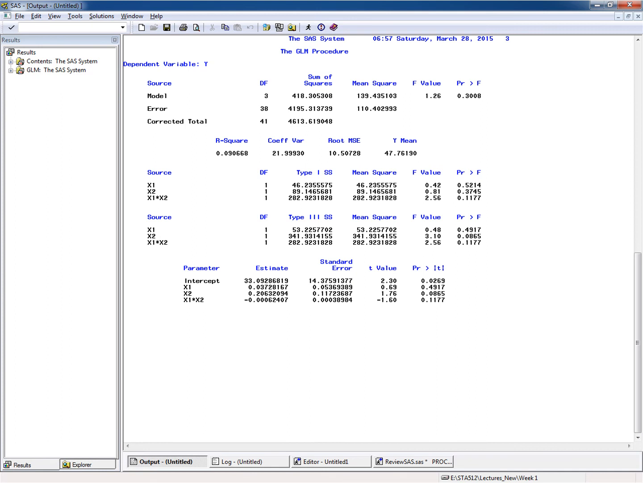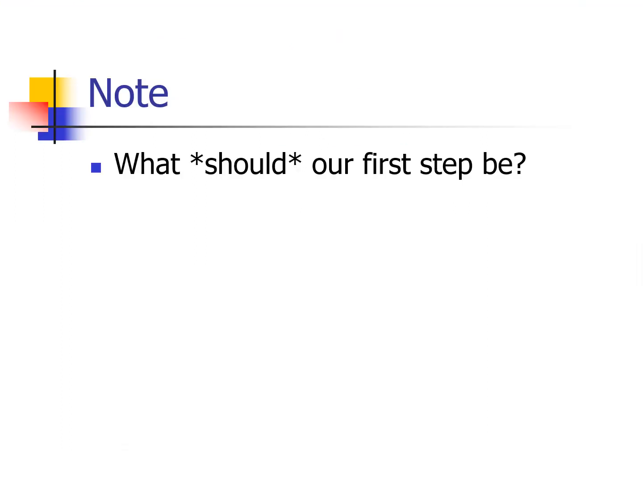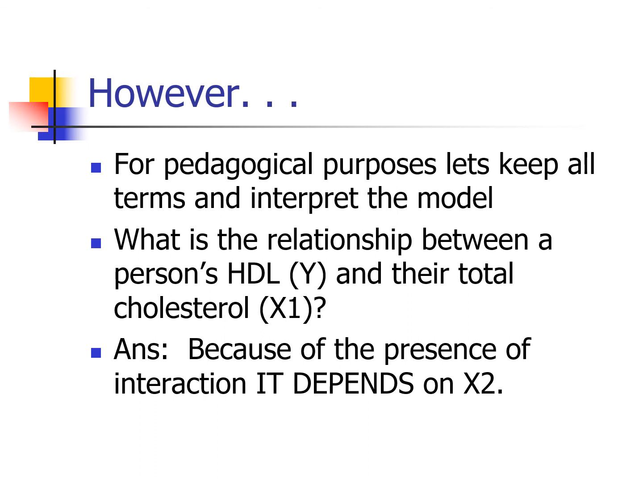I think we'll take a look at what it looks like on the next slide. So here, really our first step would be to remove the interaction term. But realistically, the overall F-test just says we should walk away. So that's what I'm referring to in this slide here. But for pedagogical purposes, let's keep everything and just interpret the model as if everything was significant.